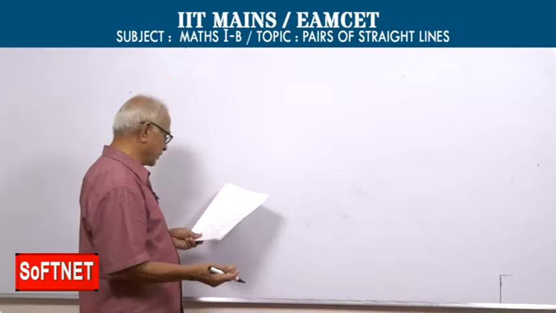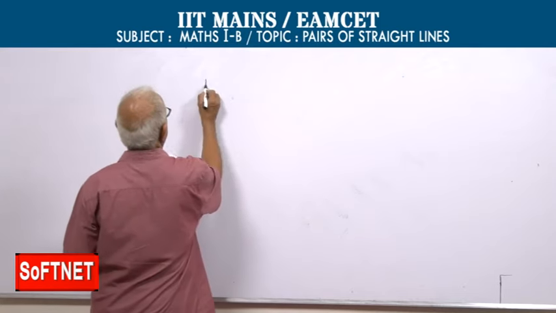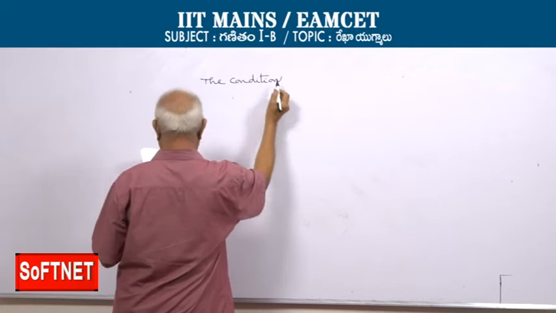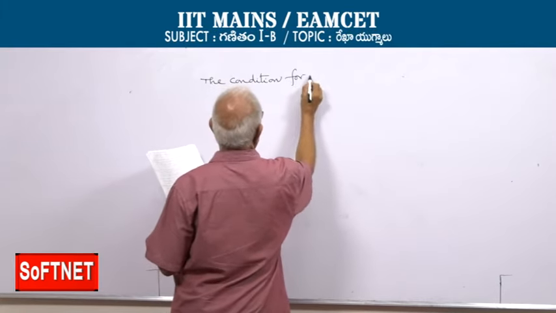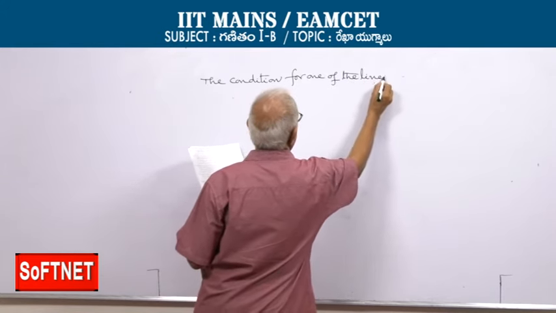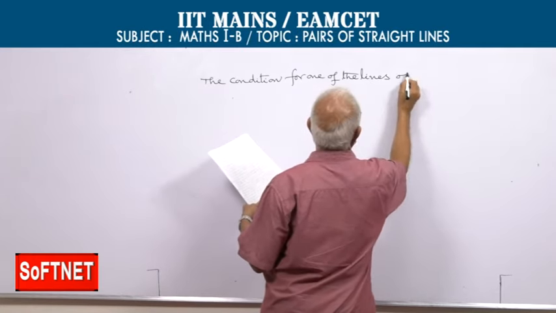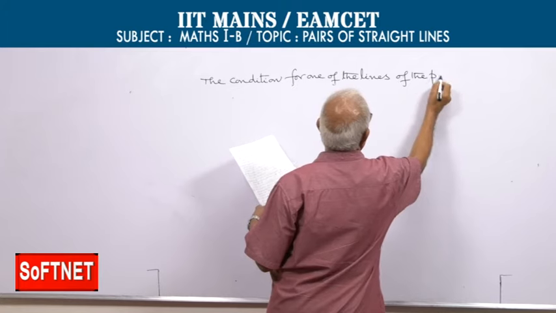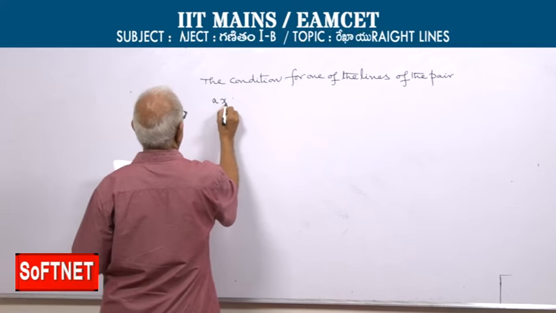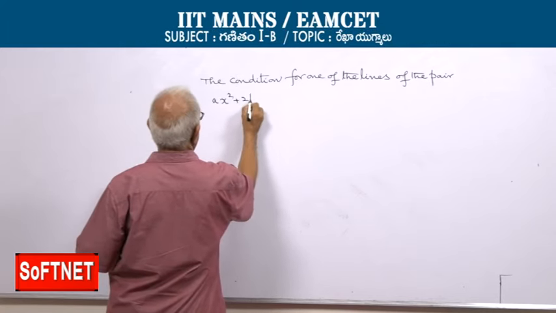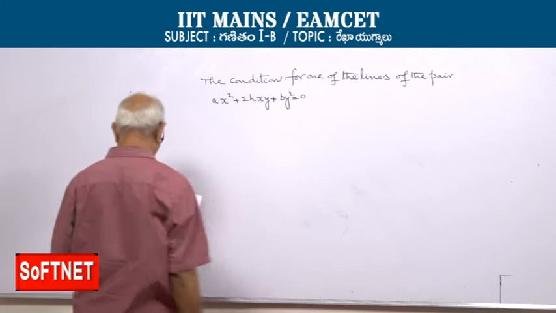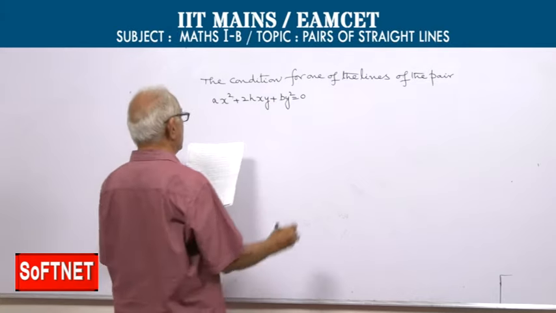Next, here is the question that appeared twice. The condition for one of the lines of the pair ax square plus 2hxy plus by square equal to 0 to be the bisector of the angle between the coordinate axes.